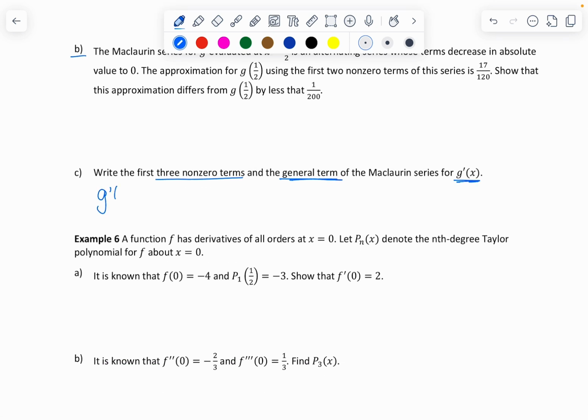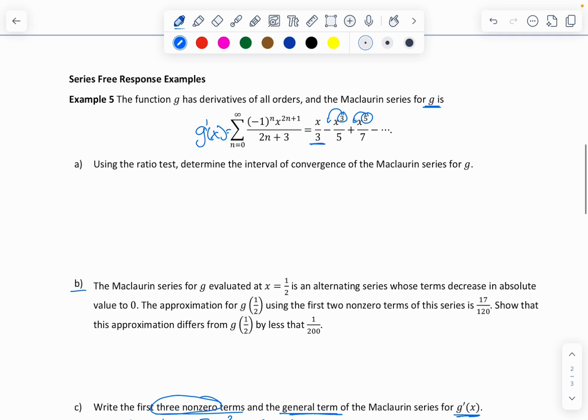So g prime of x is equal to 1/3. That's a minus, right? From up top, minus 3/5 x squared plus 5/7 x to the 4th minus dot dot dot. It just wants the first three non-zero terms. So this is term 1, term 2, term 3. And we need the general term. Well, we already have the general term right here.